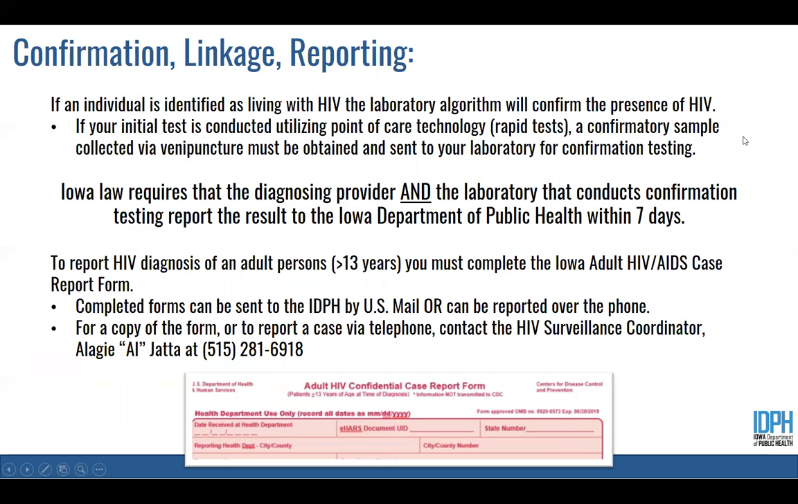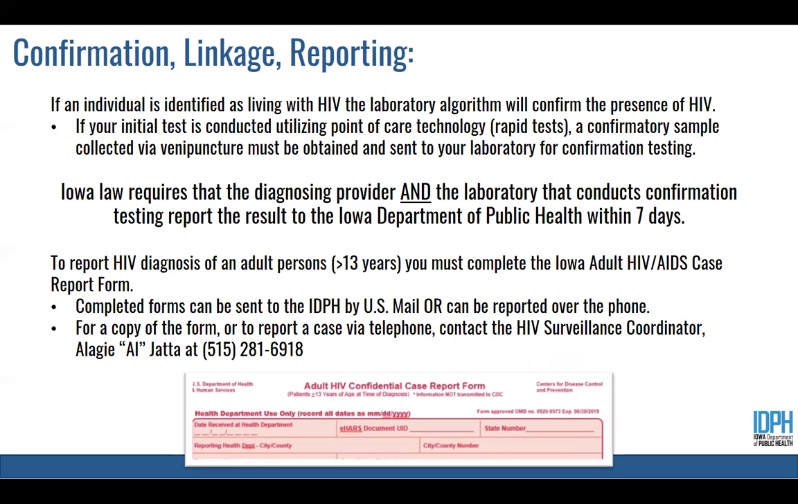So if one of these tests, if you're using a rapid point of care test, or even if you're using a full traditional or conventional laboratory test, if the test comes back positive, there is the process of confirmation, linkage, and reporting that you will need to go through. So if an individual is identified as living with HIV, the laboratory algorithm will confirm that, whether you've started with a point of care technology or if you started with a venipuncture obtained and sent to your laboratory.